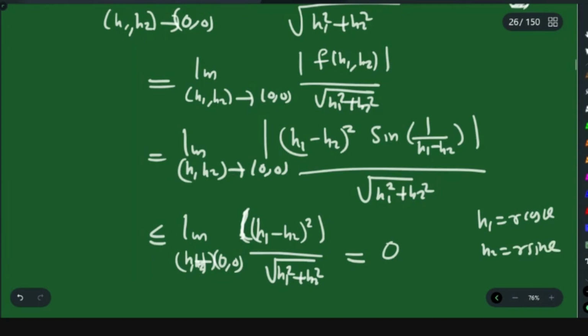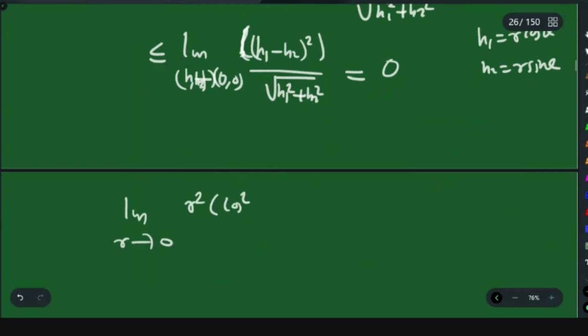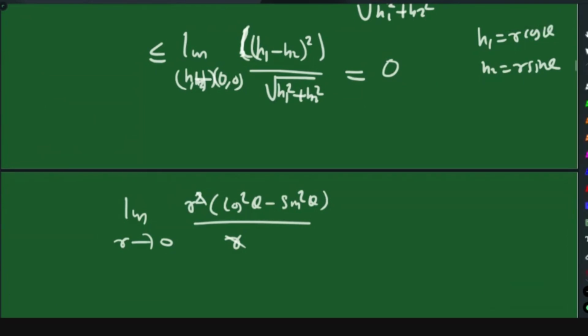In the denominator you will get r, and in the numerator you will get r square into cos square theta minus sin square theta. So one r will cancel, and one r is remaining. Once (h1, h2) goes to (0, 0), r goes to 0. So if you want, I can write it here. You will get the limit as r tending to 0 of r square into cos square theta minus sin square theta, divided by r. So whatever the angle you take, as r tends to 0, you will get 0. So this will be 0 always.